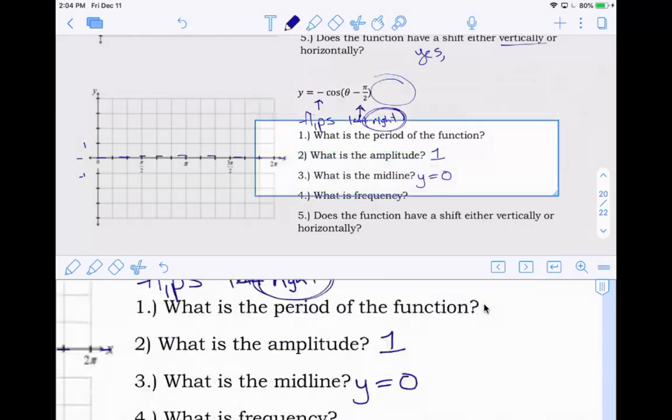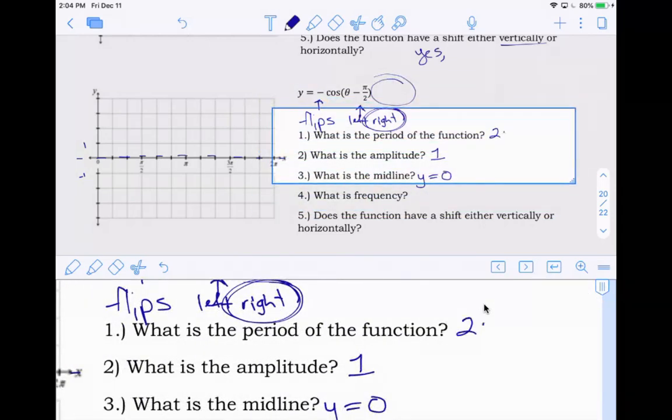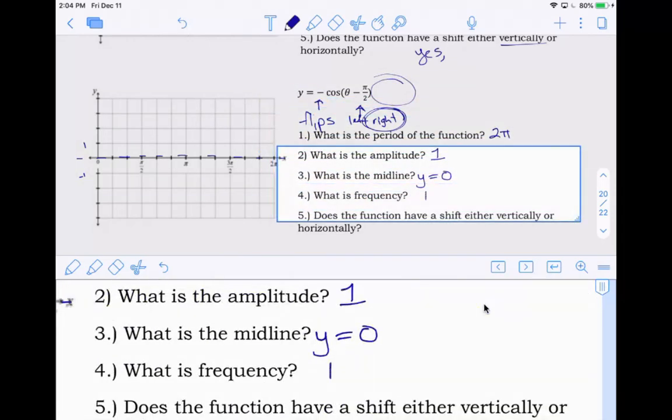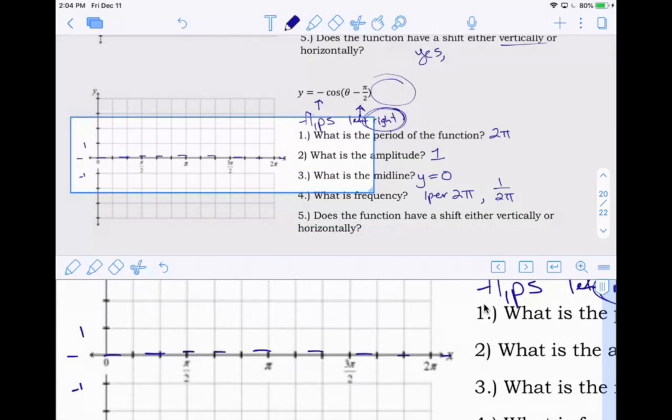The period has not been changed. It's still 2 pi, and therefore the frequency has not changed. We're still going to have one wave in 2 pi, or 1 over 2 pi. And we'll come back to the last question in a second.